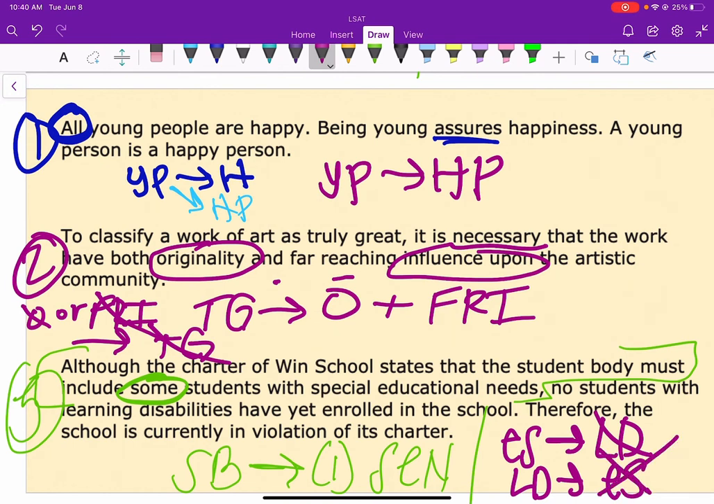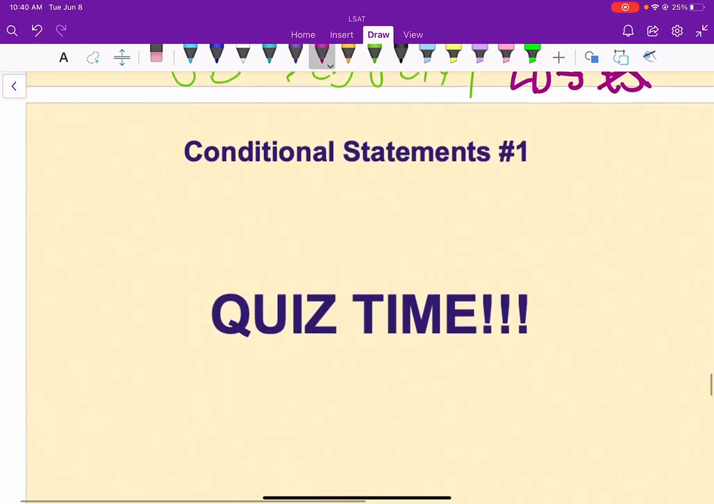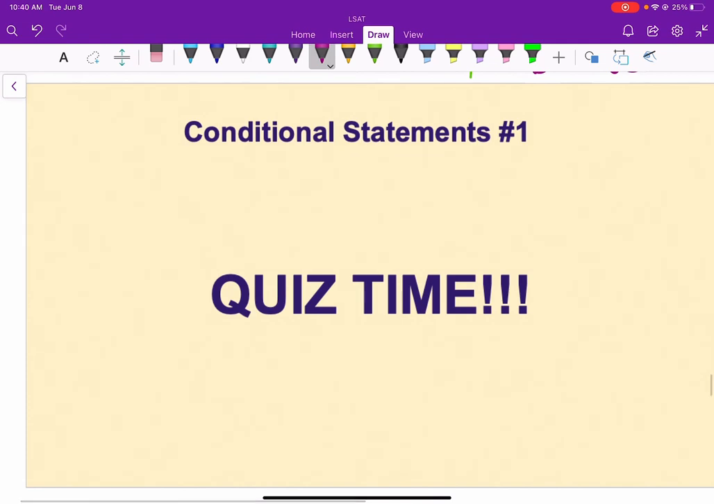All right, I hope this was a fun first introductory lesson to conditional reasoning or conditional logic. And go ahead and take this quiz to see how you do. And then we'll move on to phase 2 of conditional statements.